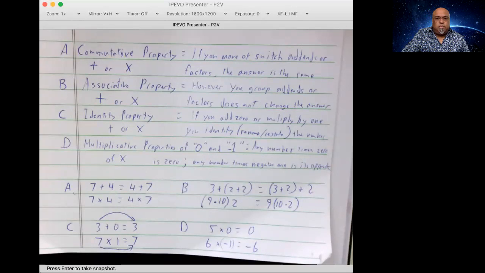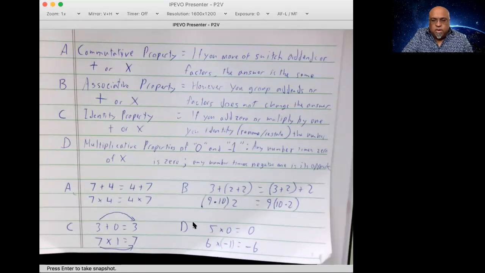All right, let's continue. Identity property of addition and multiplication. So let's identify 3 plus 0 is 3. You notice the answer, if I point to the arrow here, is the same as my first part of the question. 7 times 1 is equal to 7. My answer is the same as the first part of my question.